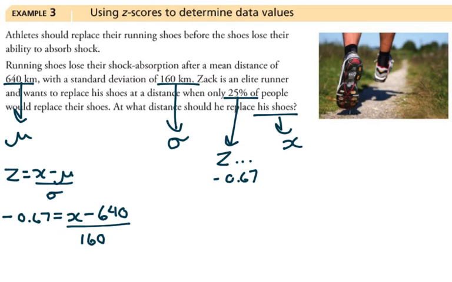So to solve this, we need to get x by itself. First step would be to multiply by 160 on both sides to cancel out the denominator on the right. Gives us negative 107.2 on the left. And that equals x minus 640.